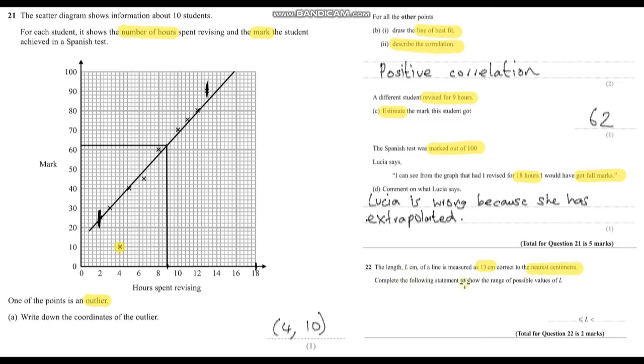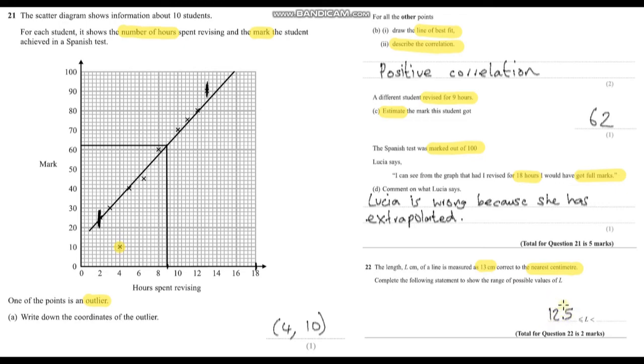Complete the following statement to show the range of possible values of L. So it's been rounded to 13 centimetres, correct to the nearest centimetre. So first of all, let's think about what the smallest value it could be. So the smallest value, well, that would be 12.5 centimetres, because if we're rounding this to the nearest centimetre, this would be rounded up to 13. But anything smaller than this would be rounded down to 12. So the minimum would be 12.5.